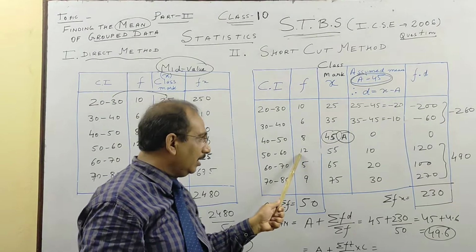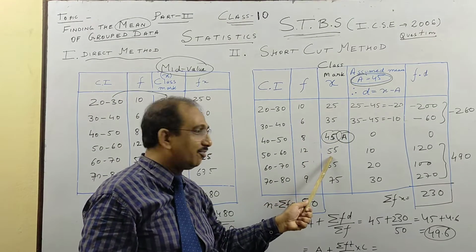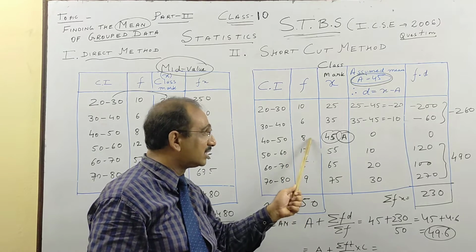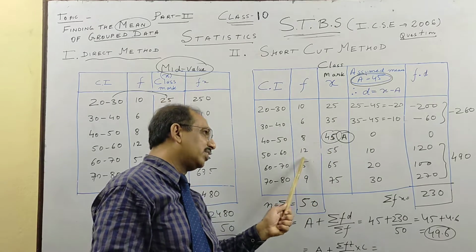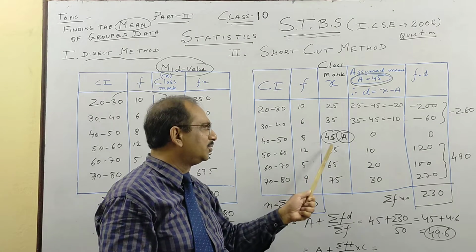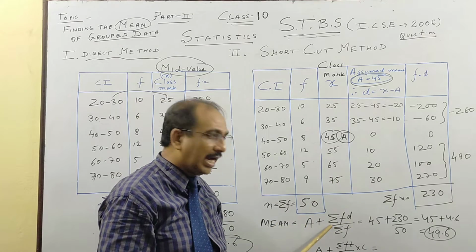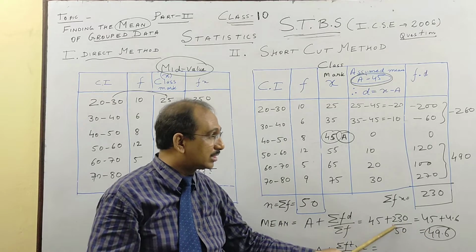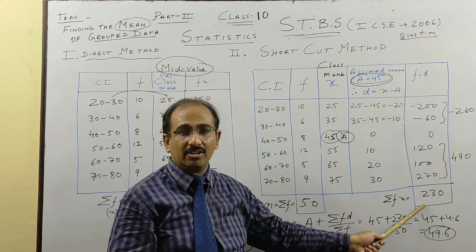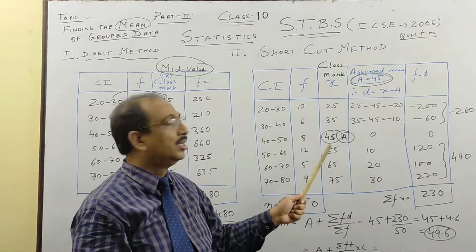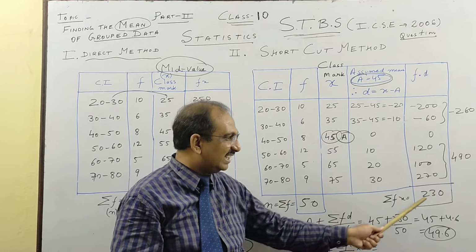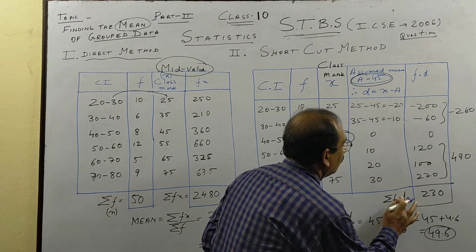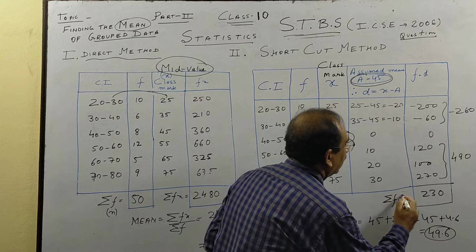Generally, we could have taken 55 because this 12 is the larger frequency. 45 has 8, 55 has 12, so you can try with that also. I have assumed 45 because here it will be added. But if you take 55, children, to get this answer we will have to subtract. This value will be negative, therefore I have not taken 55. You can take 55, but then this final fd will be negative in that situation.